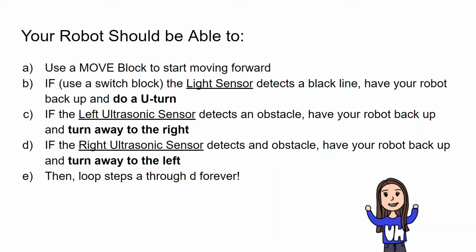When programming, use a move block to start moving forward, then switch blocks to detect obstacles in the robot's path through the sensors. Make sure to loop the code so your robot continues to avoid obstacles.